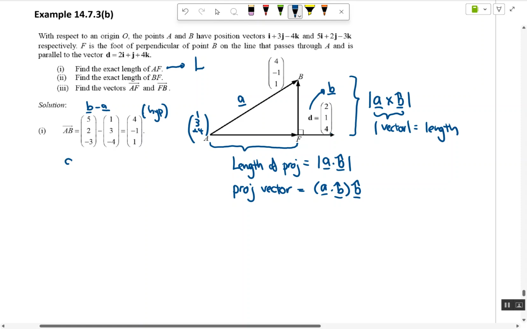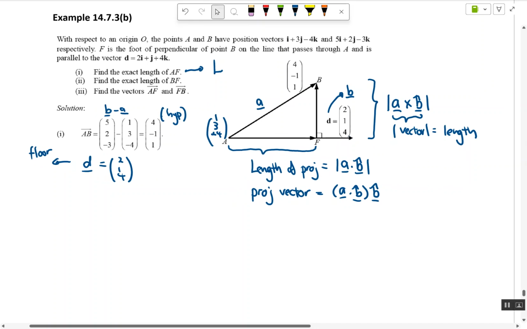And we know that there is a D vector there that is given as 2, 1, 4. This guy is my floor, in the analogy I used in my previous example. So in order to find the length of AF, we are going to look for the length of projection, which is L, and that would be the modulus of A dot B hat. I'm just going to apply everything inside. This A is AB, so I cannot write A because A is A. So AB dot D hat.